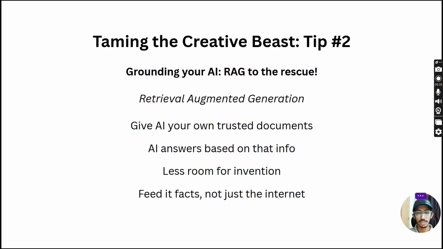Next up, we have something called Retrieval Augmented Generation, or RAG in short. Now, in super simple terms, instead of just letting the AI pull answers from its vast general training data, which might have some inaccuracies or it might be outdated, with RAG, you essentially give the AI your own set of trusted documents or data. Then, when you ask it a question, it's forced to base its answer primarily on that specific information that you provided. This massively reduces its ability to just invent stuff because it's grounded in your facts. You can think of it like just feeding it facts and not just the general internet.